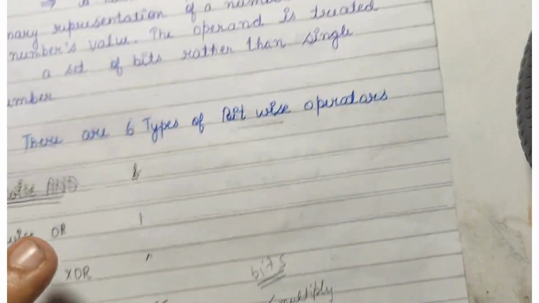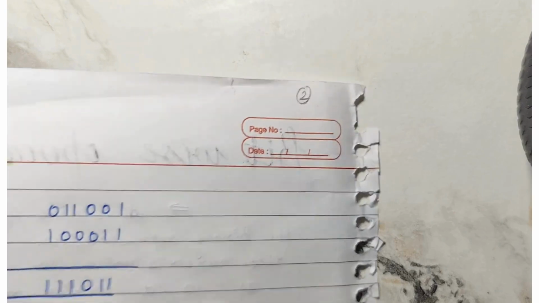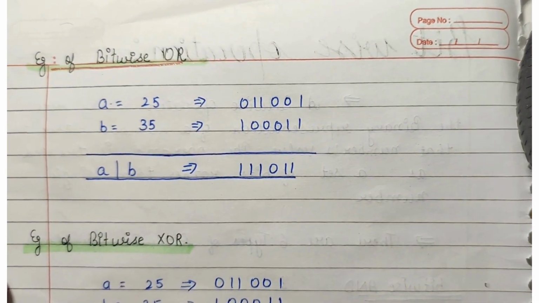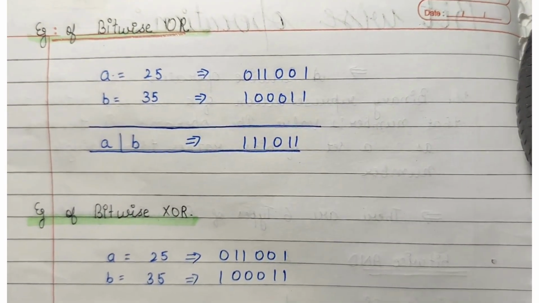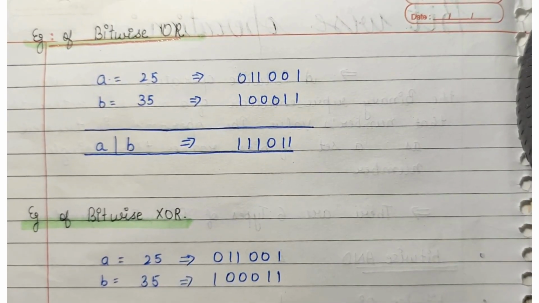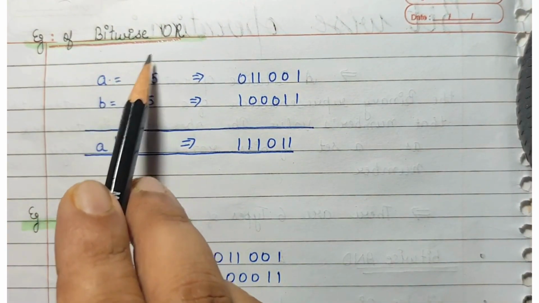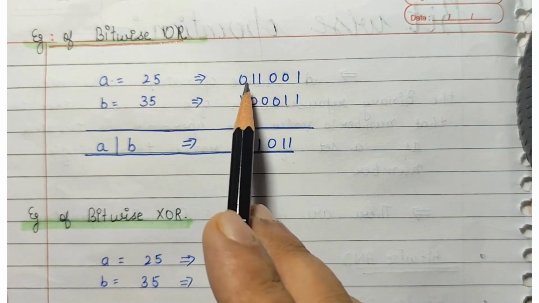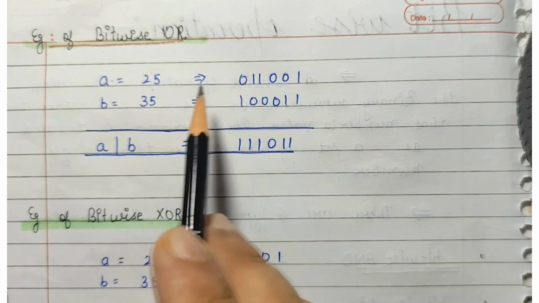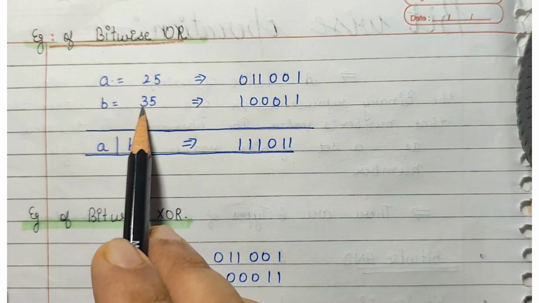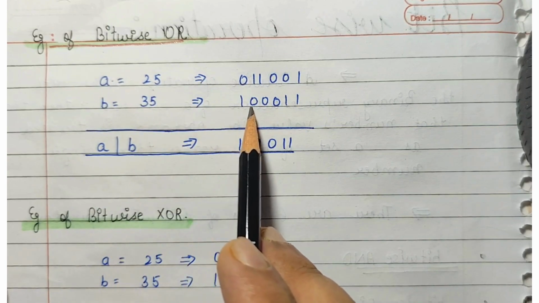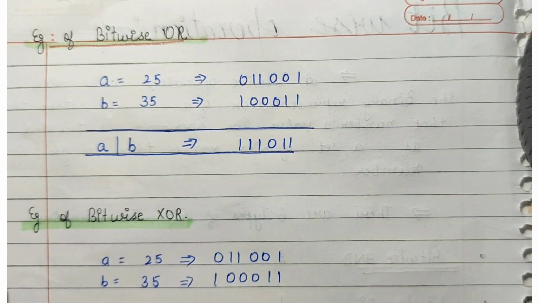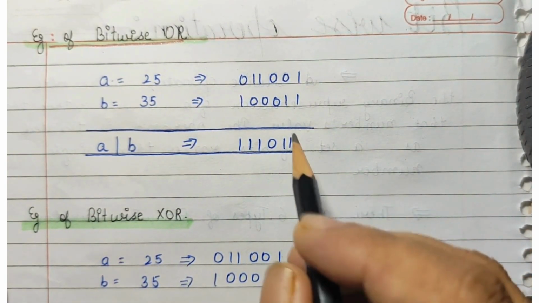Now we move to the next operation, which is bitwise OR. Now we discuss how to perform the bitwise OR operation. A is equal to 25. First I convert it into binary representation: 0111001. Second number is B equal to 35. Again convert it into binary representation. Now we apply the bitwise OR operation here.